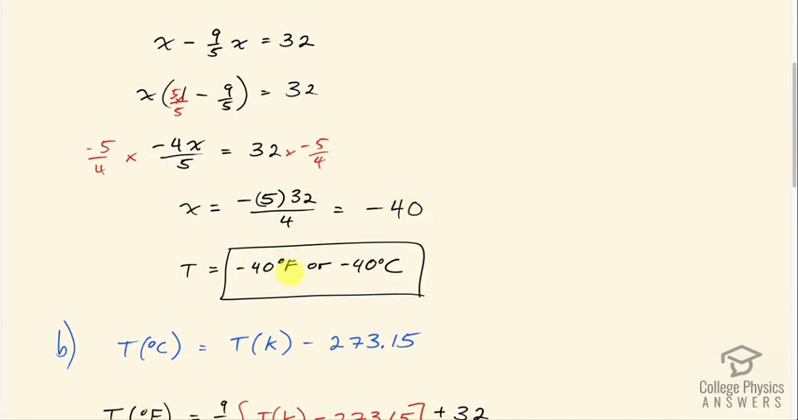So the temperature at which the Fahrenheit scale and the Celsius scale read the same number is negative 40 degrees Fahrenheit, or you could say negative 40 degrees Celsius.